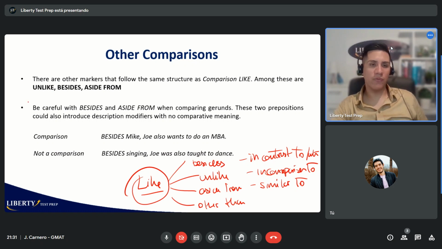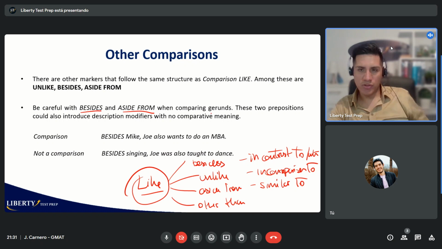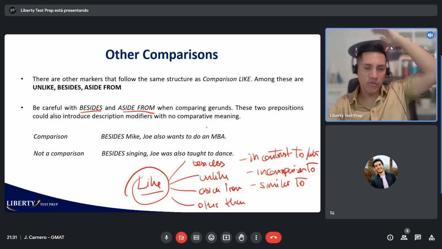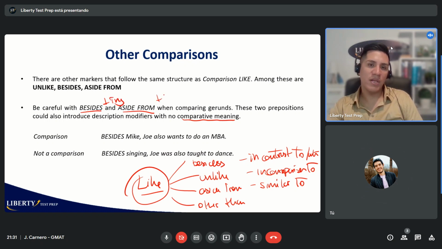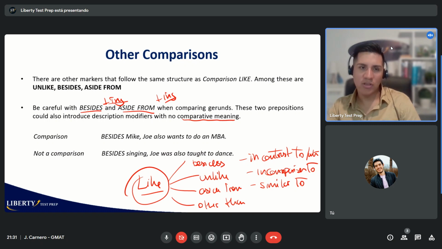Be extremely careful with besides and aside from when comparing gerunds. These two prepositions could also introduce descriptive modifiers with no comparative meaning. Basically, if you see besides plus an -ing or aside from plus an -ing, it's not that they're trying to compare that -ing. They are going to behave as modifiers. So we are not dealing with a comparison.